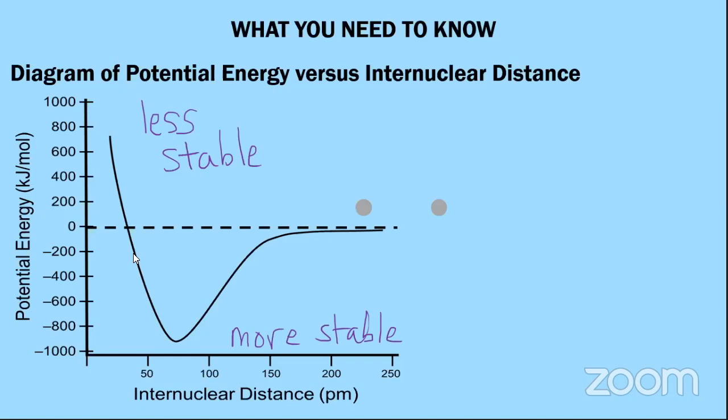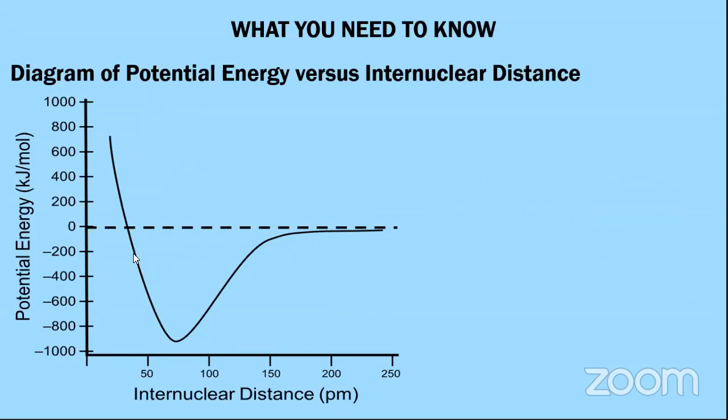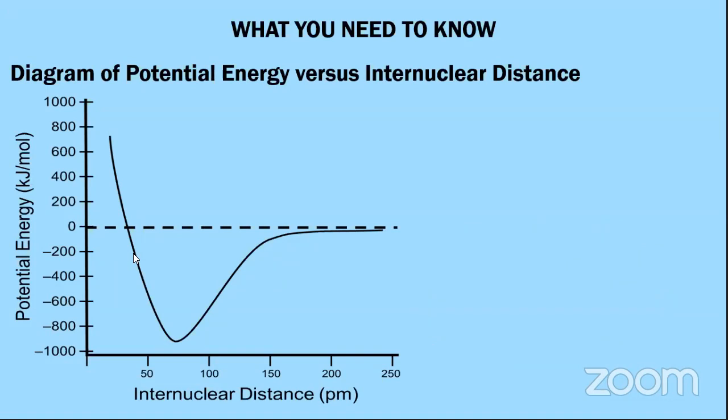Now, suppose we have these two atoms. As you can see, they are relatively far apart from each other. So the potential energy is essentially zero because there are no attractions between the protons and the electrons, and there's no repulsions either. So these two atoms are not forming a bond. What will happen if we bring them closer together is that the protons of one atom start to become attracted to the electron cloud of the neighboring atom. And so as that becomes a more stable arrangement, there is attraction between the atoms, potential energy is less than zero. Now it keeps moving down along the y-axis until we reach this local minimum.